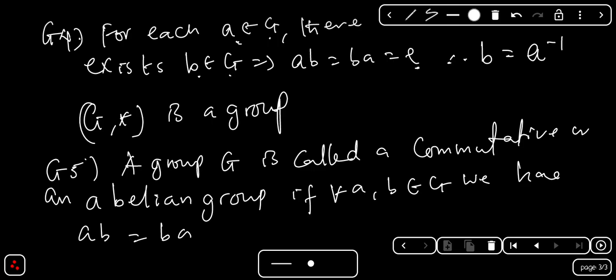So that is that about the definition of a group and the properties that an algebraic structure must satisfy for it to be a group. In our next class, we are going to talk about some properties of a group. That is the basic concept of a group.